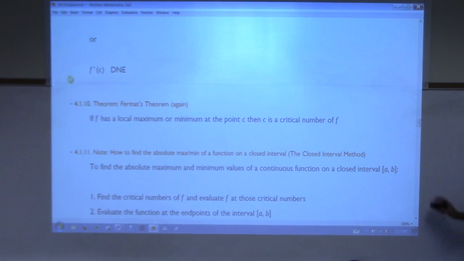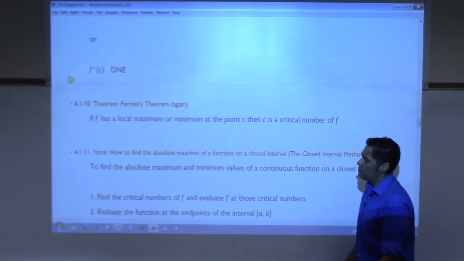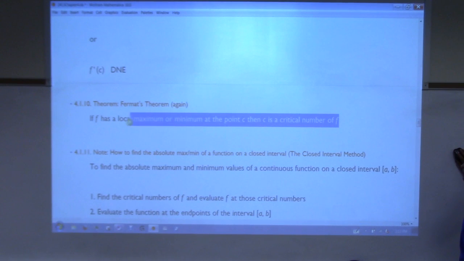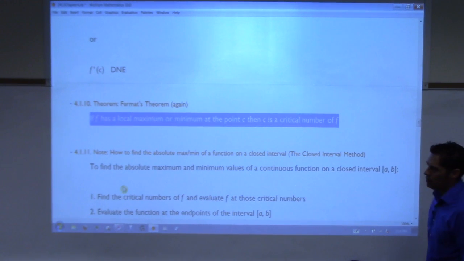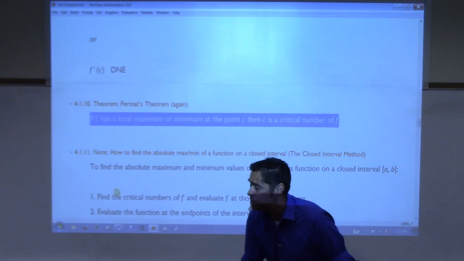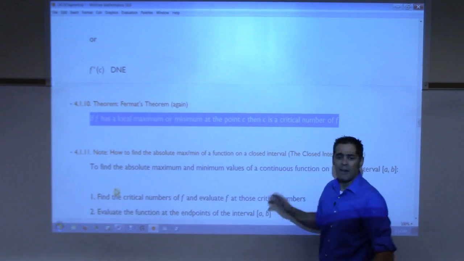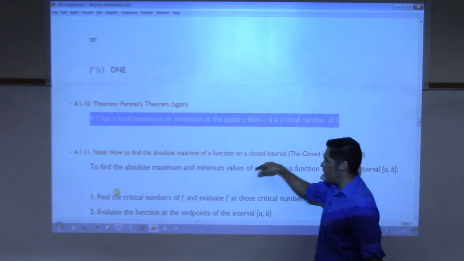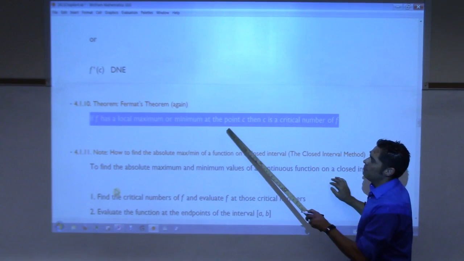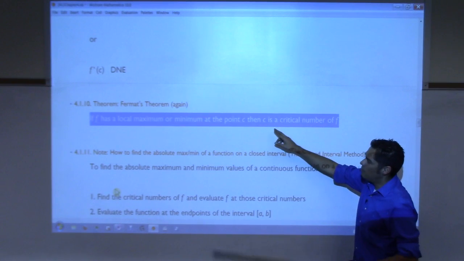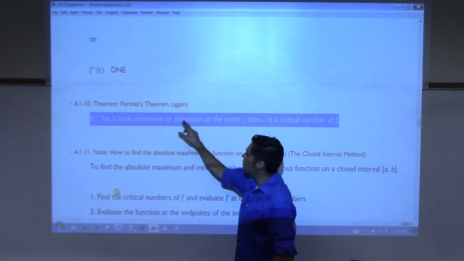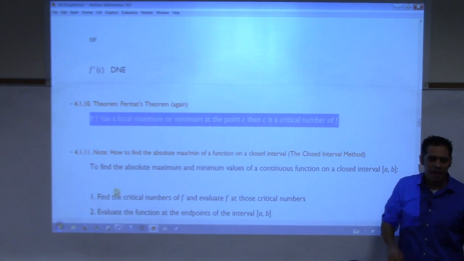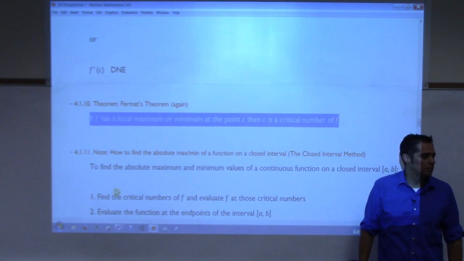We have another extension of Fermat's theorem. This one is pretty important. I'll highlight it. If f has a local maximum or minimum, right? If you have a local max or min, even the one you just drew with the V, or whatever, the point. Guaranteed that at the place where you're having the local max or min, at that point c, c is a critical number.